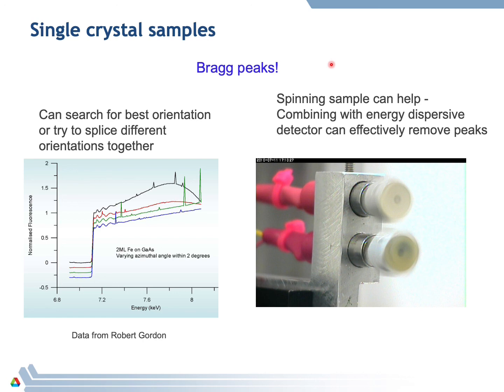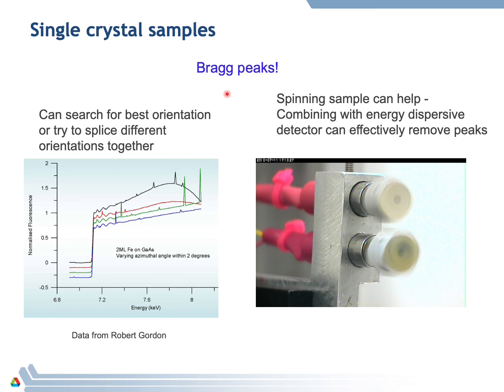Another issue when measuring single crystals is you get Bragg peaks. So we're scanning the energy of the beam, and if you have a single crystal, at some point the energy will be right for one of the Bragg peaks to be excited in the sample. What this does is, in the worst case, the Bragg peak could come into your, say, fluorescence detector and saturate it.